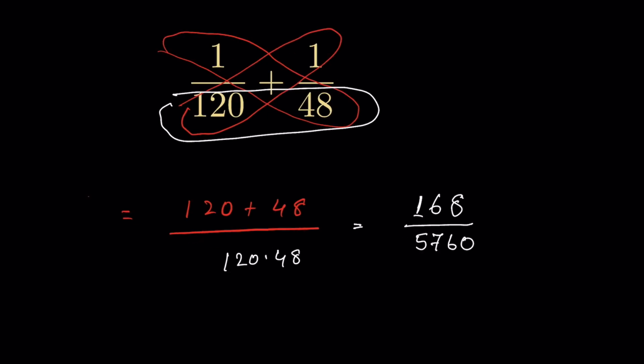And now you can reduce the fraction. How do we reduce the fraction? We divide both numerator and denominator by the same number. So let's first divide numerator and denominator by 2, because at the end of both the numbers we have an even number, and we know that even numbers are divisible by 2.